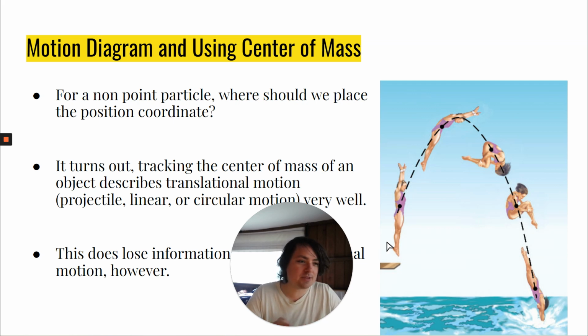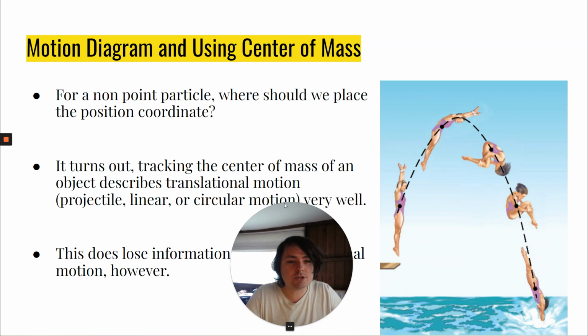Like in this case with this diver, they start stretched out, they start rolling around, and it's very difficult to see where to put a position coordinate for this location versus the one at the end. And it turns out using the center of mass, which is very close to the belly button of a human, is a great way to describe most of the physics. In fact, it describes quite well all the translational motion in this case.